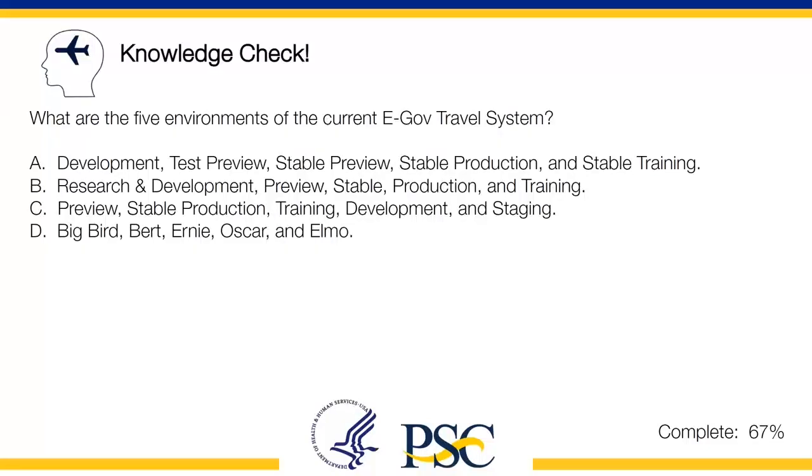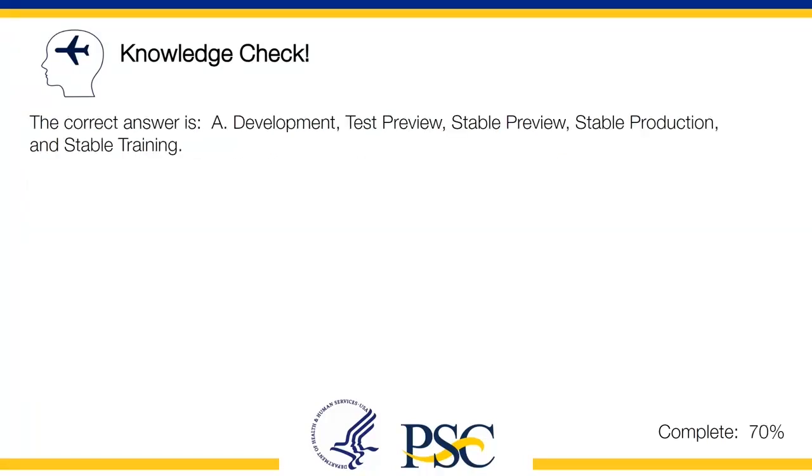What are the 5 environments of the current E-Gov Travel System? A. Development, Test Preview, Stable Production, and Stable Training. B. Research and Development, Preview, Stable, Production, and Training. C. Preview, Stable Production, Training, Development, and Staging. D. Big Bird, Ernie, Oscar, and Elmo. Pause the video, consider your response, and then resume to learn the answer. The correct answer is A. Development, Test Preview, Stable Production, and Stable Training.